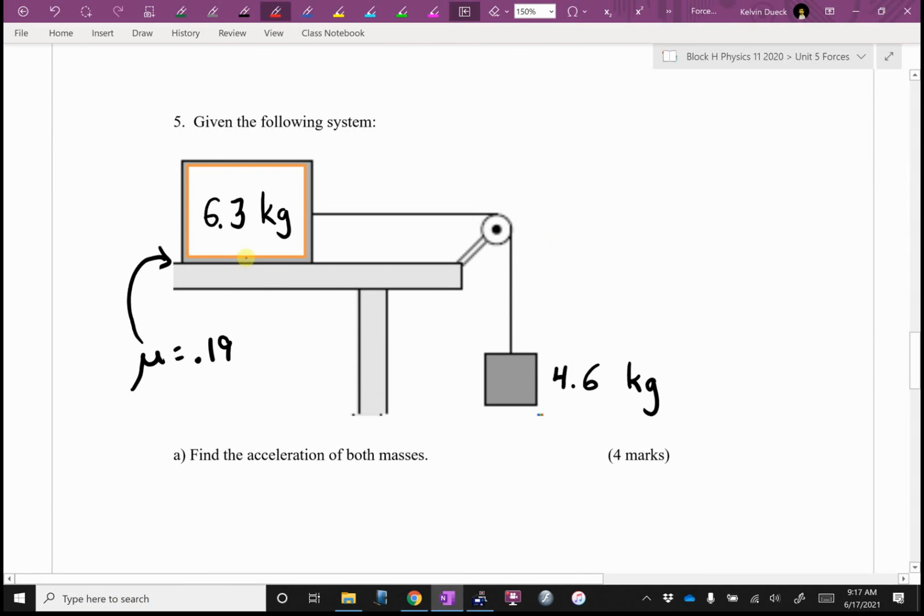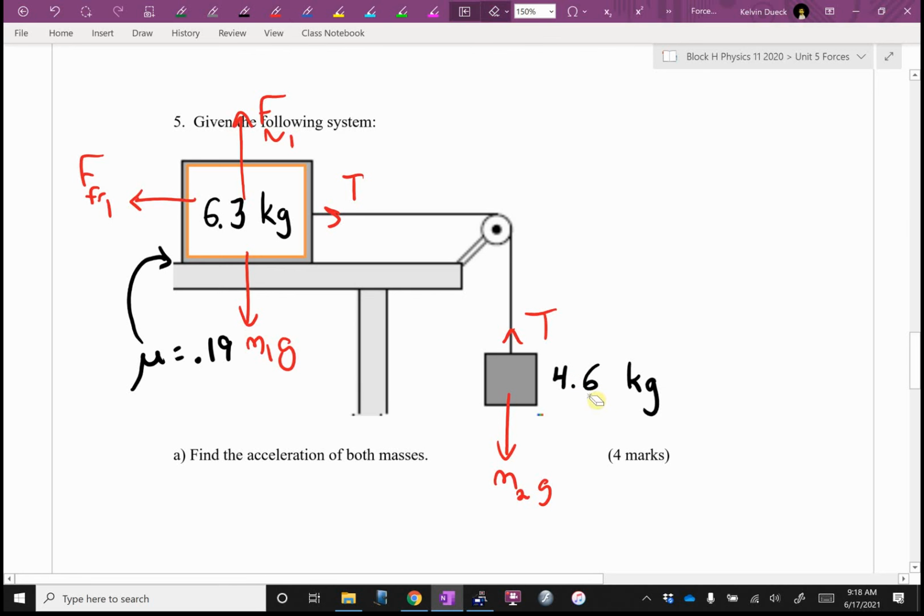Free body diagram, so I'm going to have M1G. I'll call it normal force number 1 to go with mass number 1. Looks like there's going to be a friction force. I'll call it friction force number 1 to go with mass number 1. And it looks like tension, no F applied or anything on the 6.3. It's getting pulled forward by the rope. What about the 4.6? M2G, tension, normal force, F applied?